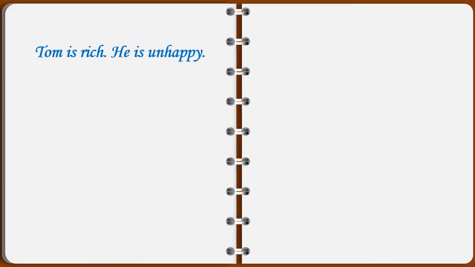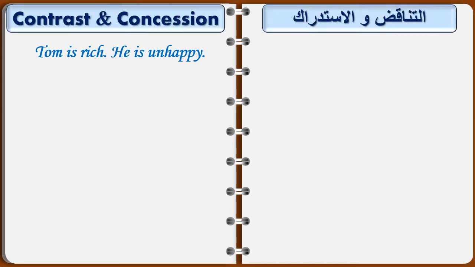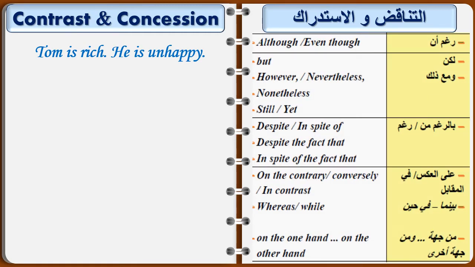Tom is rich, he is unhappy. What is the relationship here? Tom غني, Tom غير سعيد. There is تناقض, concession or contrast. Here are expressions we use for contrast and concession.